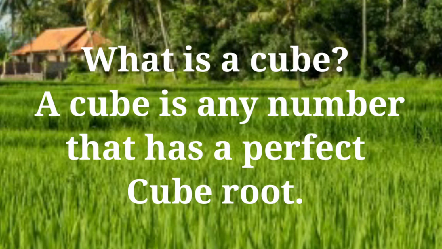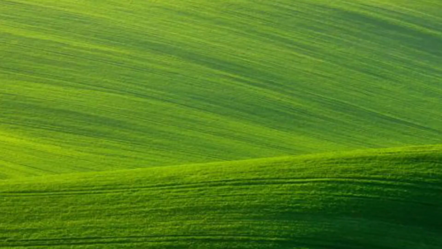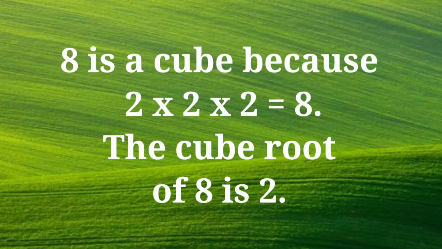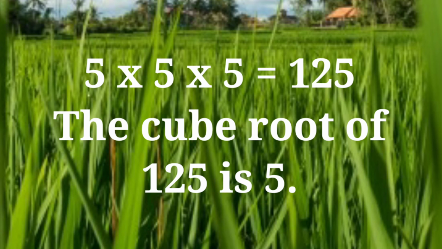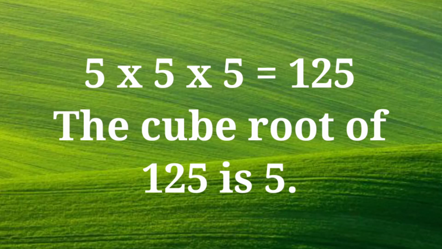What is a cube? A cube is any number that has a perfect cube root. 8 is a cube because 2 times 2 times 2 equals 8. The cube root of 8 is 2. 125 is a cube because 5 times 5 times 5 equals 125. The cube root of 125 is 5.